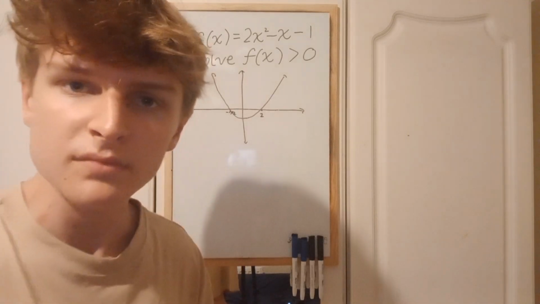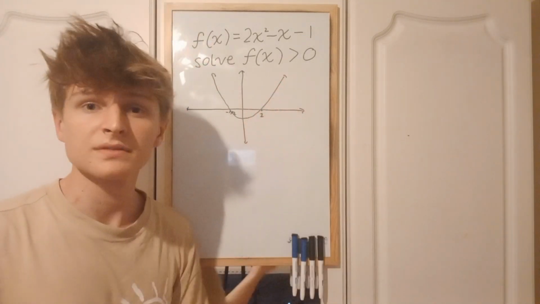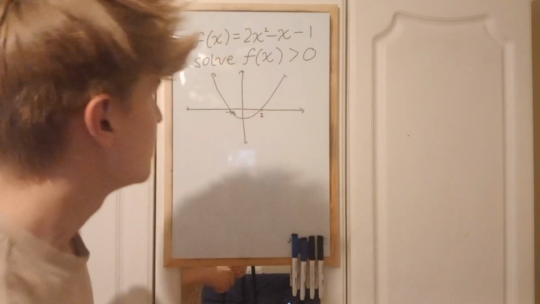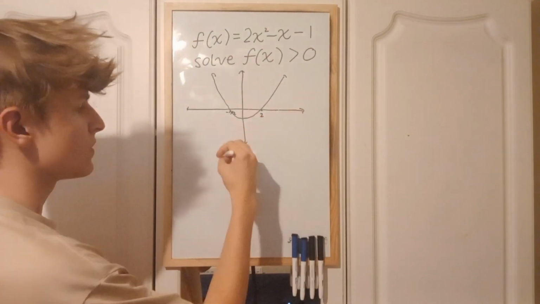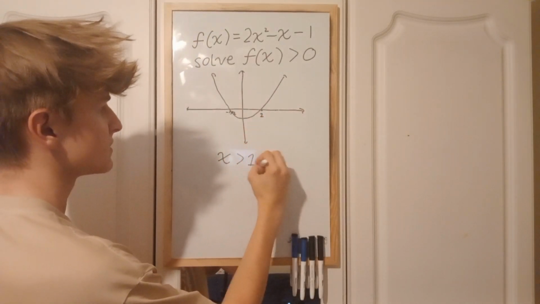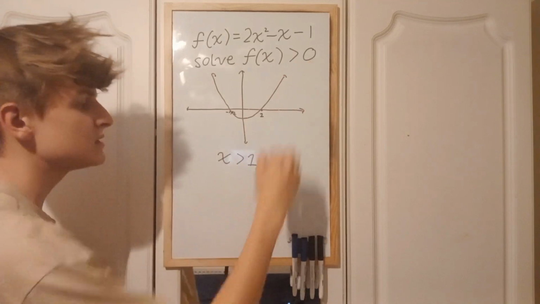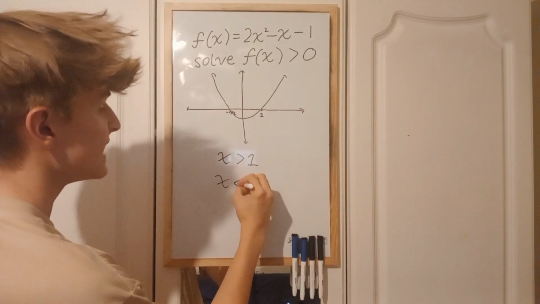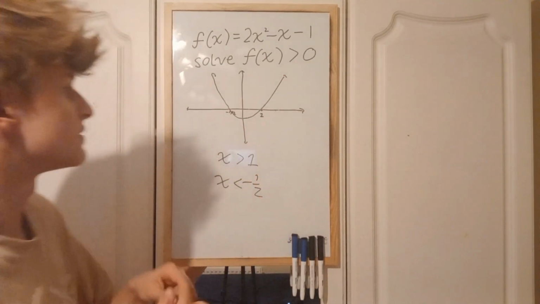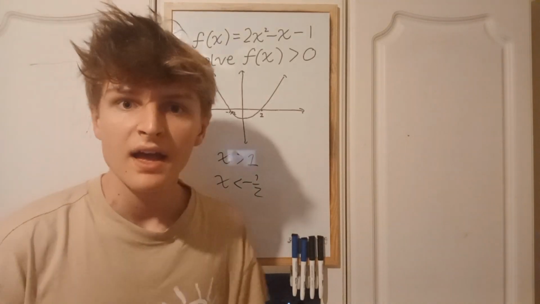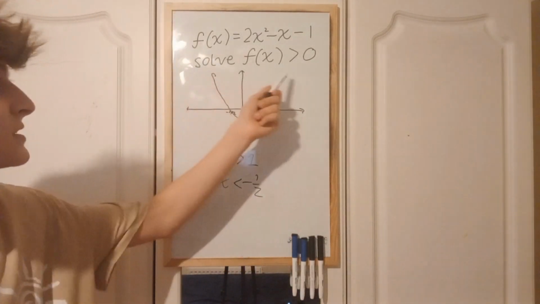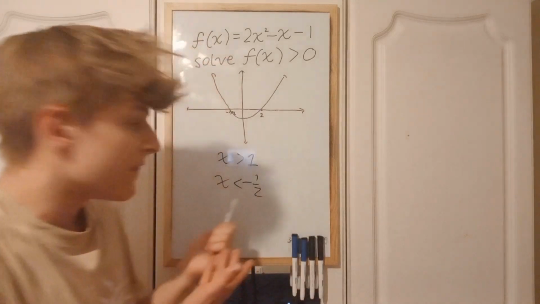Okay, so if you want to find all the values of x where the function outputs greater than 0, all we have to say is all the values of x that are greater than 1, because that's where the function is getting positive numbers, or all the values of x that are less than negative a half, so further down the negative x-axis. And there we go, we've solved the quadratic inequality. And that's literally it. That's really easy, right? And so let's just get into some harder examples real quick, and then we can be done pretty much. So let's go, my boys.